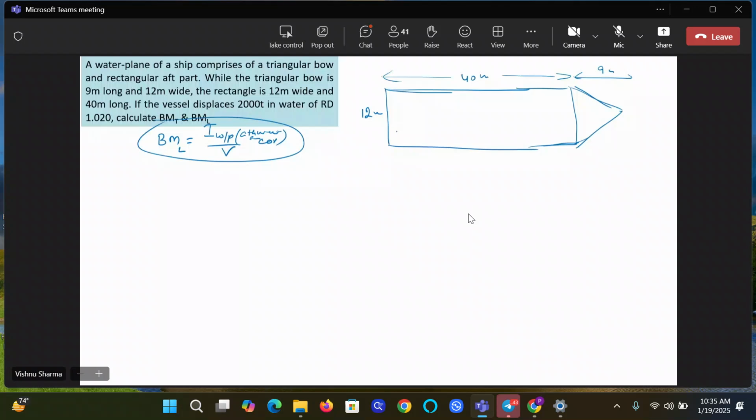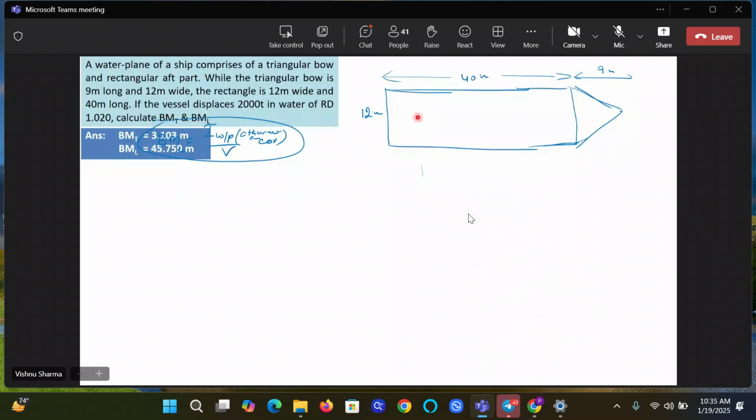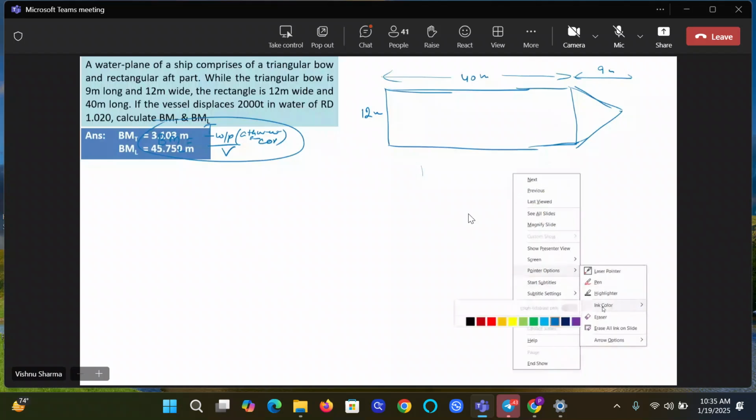Why? Because if the center of flotation is here, then the axis will come here. If the center of flotation happens to be here, the axis will come here. So you need to know where the center of flotation lies along the length. Yes or no? Am I right, guys? Correct, sir.